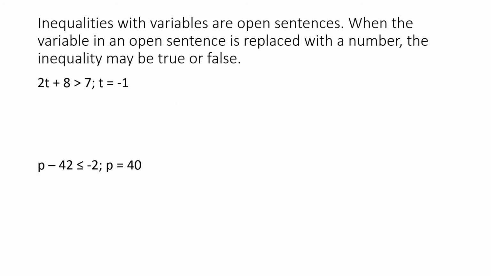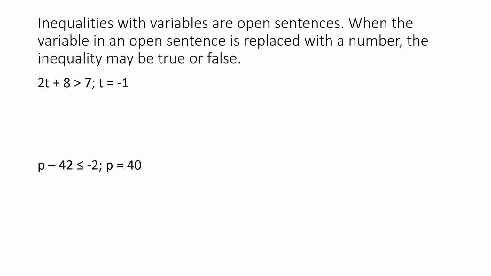We may, from time to time, be asked to figure out if a value makes the inequality true or false. So inequalities with variables are open sentences. It means we don't know. When the variable's there, we don't know exactly if it's a true statement or not. But when we're given a number and we plug that number in, we can determine if the inequality is true or false. So let's practice that.